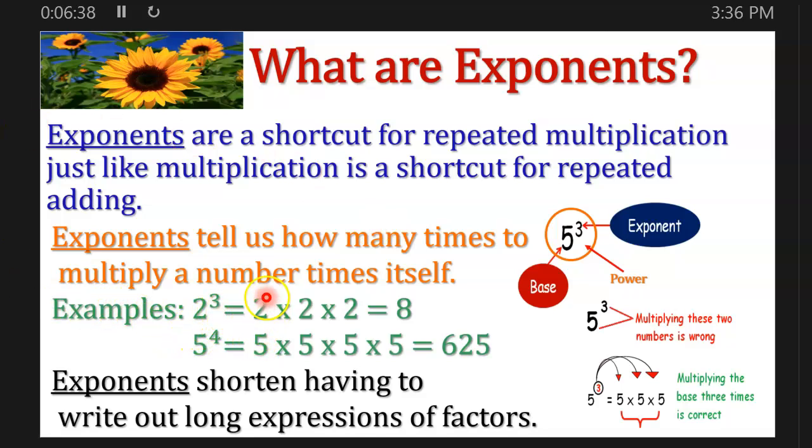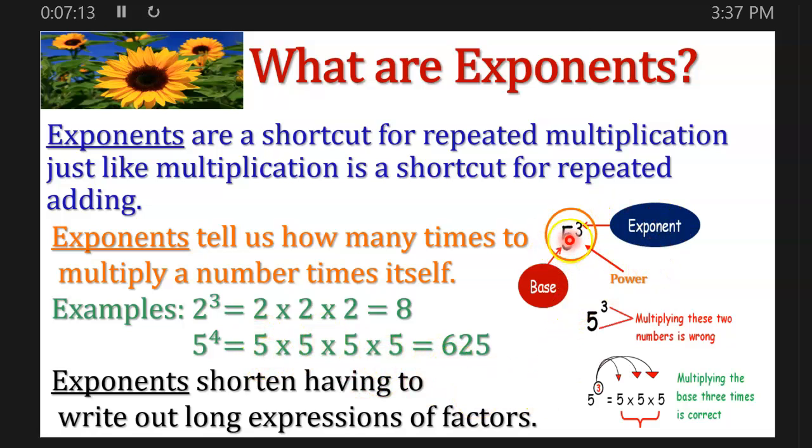Okay, so we have a couple of examples here. 2 to the third power is the same as saying 2 times 2 times 2, because this 3 is telling us to write that 2 three times and then multiply them all out, and 2 times 2 times 2 ends up being 8. 5 to the fourth power is 5 times 5 times 5 times 5. So again, there are four 5s here that we're multiplying together to get 625. Exponents shorten having to write out a long expression of factors. So when we have 2 to the third power or 5 to the fourth power, that's a little bit easier to write than all of this.